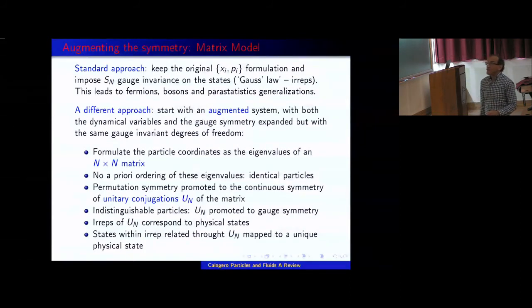is no ordering. You also made them indistinguishable if you claim that the diagonalization of this matrix is a gauge symmetry. So you promote the unitary conjugations of that matrix that you will consider into a gauge symmetry, and lo and behold, now you have a gauge system whose quantization is going to give you identical and indistinguishable particles. These states now will be related through irreducible representations of that conjugation symmetry, and all the conjugations within the same irreducible class will correspond to a unique physical state.